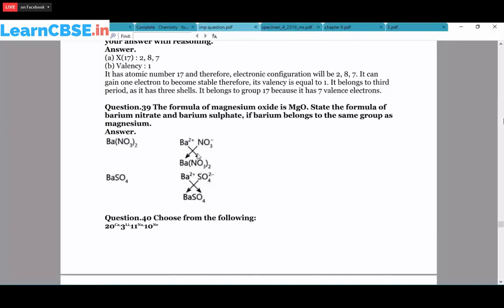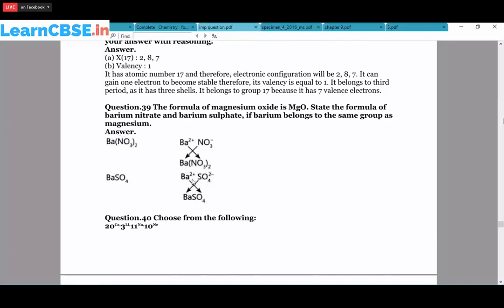So this is the nitrate ion. Nitrate ion is having the -1 charge. So here the numbers are not equal, so we have to cross multiply. So the 2 with the nitrate and 1 with the barium. So Ba(NO3)2.